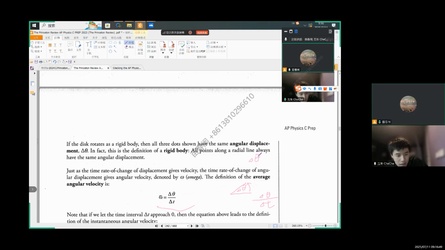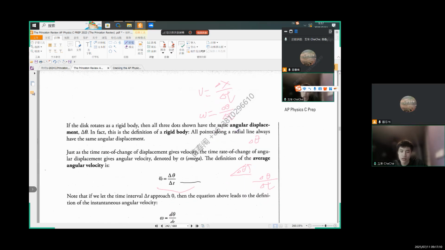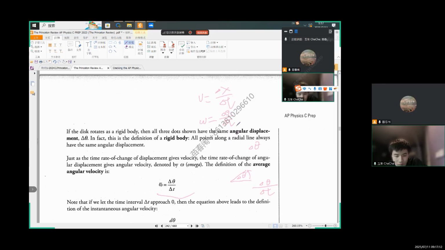So just as the time rate of change of displacement gives velocity, the time rate of change of angular displacement gives angular velocity. Before it was delta x over delta t, now it's omega equals delta theta over delta t. Delta t is the same, pretty much. So how fast is the angle changing?